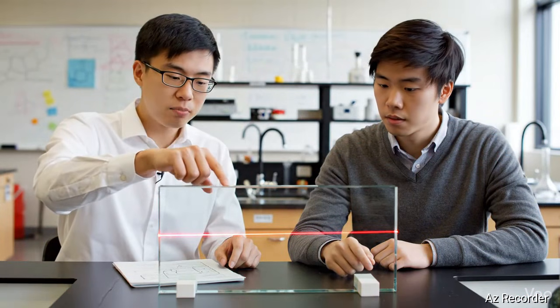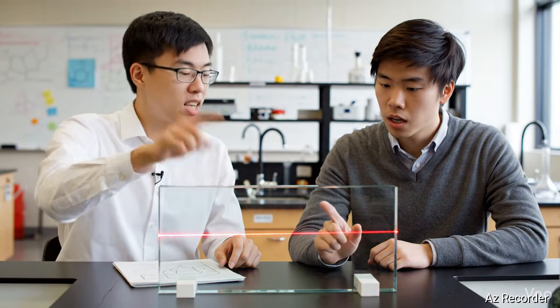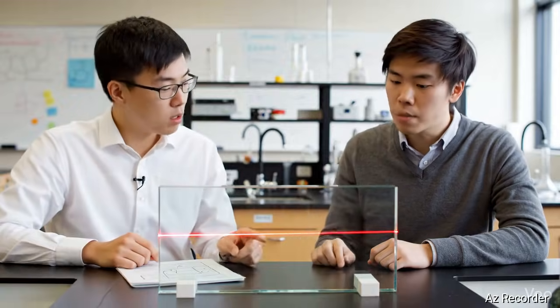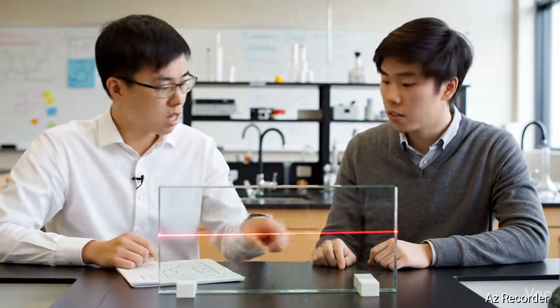So the light bends because the refractive index of the glass is higher than the air. Right. Yeah? But what happens if we change the angle of incidence?